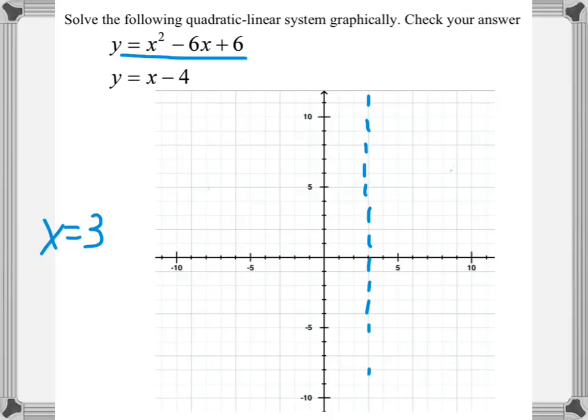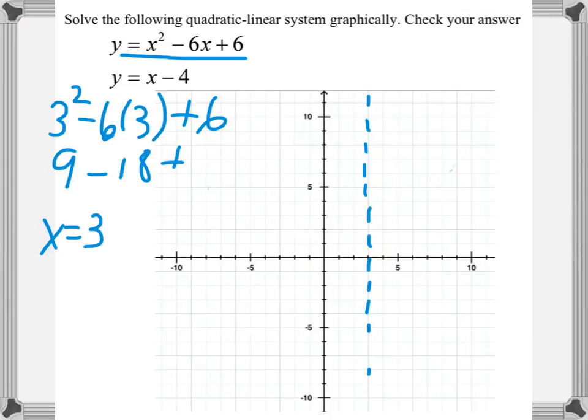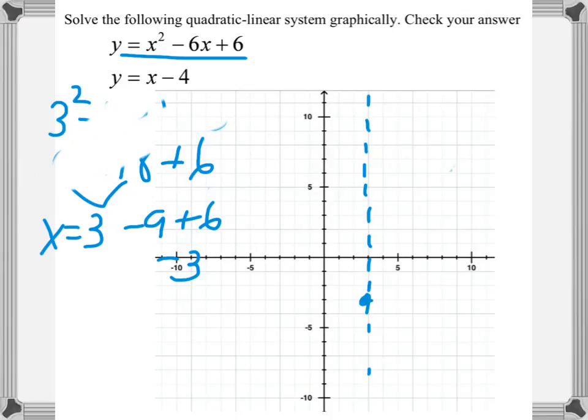But I don't know where along this line my vertex is. So I'm going to put 3 back into the equation here. So I have 9 minus 18 plus 6. 9 minus 18 is negative 9 plus 6, which is negative 3. So it's at 3, negative 3. So 3 and negative 3, which is right here. Okay, so there's the vertex of my parabola.